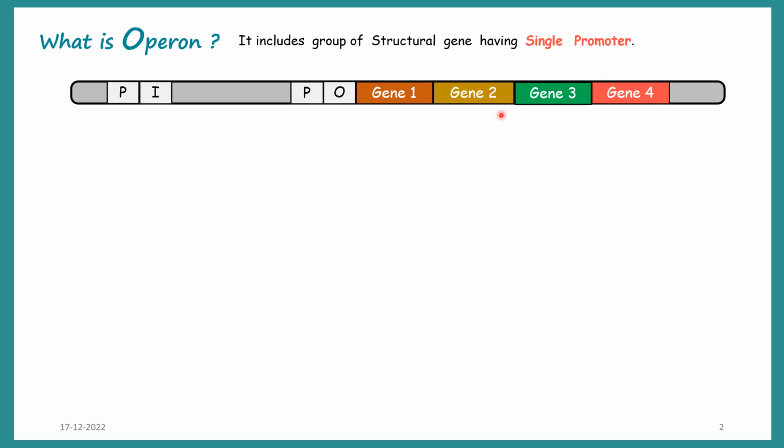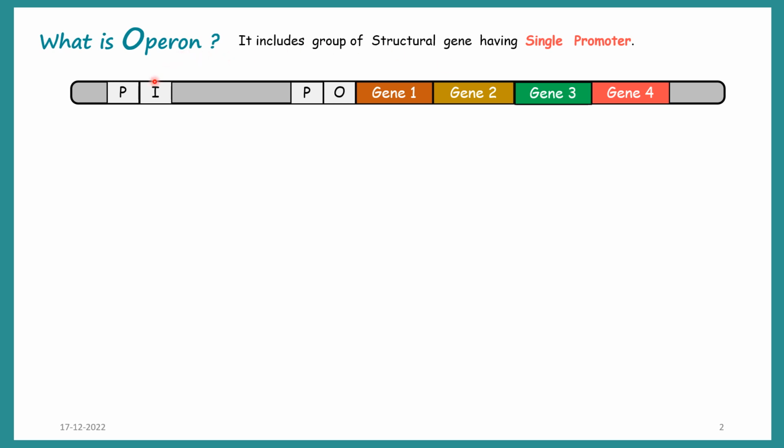It is a structure of operon. So it contains two parts. First is a regulatory part and second is a structurally activated part. The regulatory part contains a regulatory gene which produces the regulatory protein. This regulatory protein regulates this structurally activated group of genes.